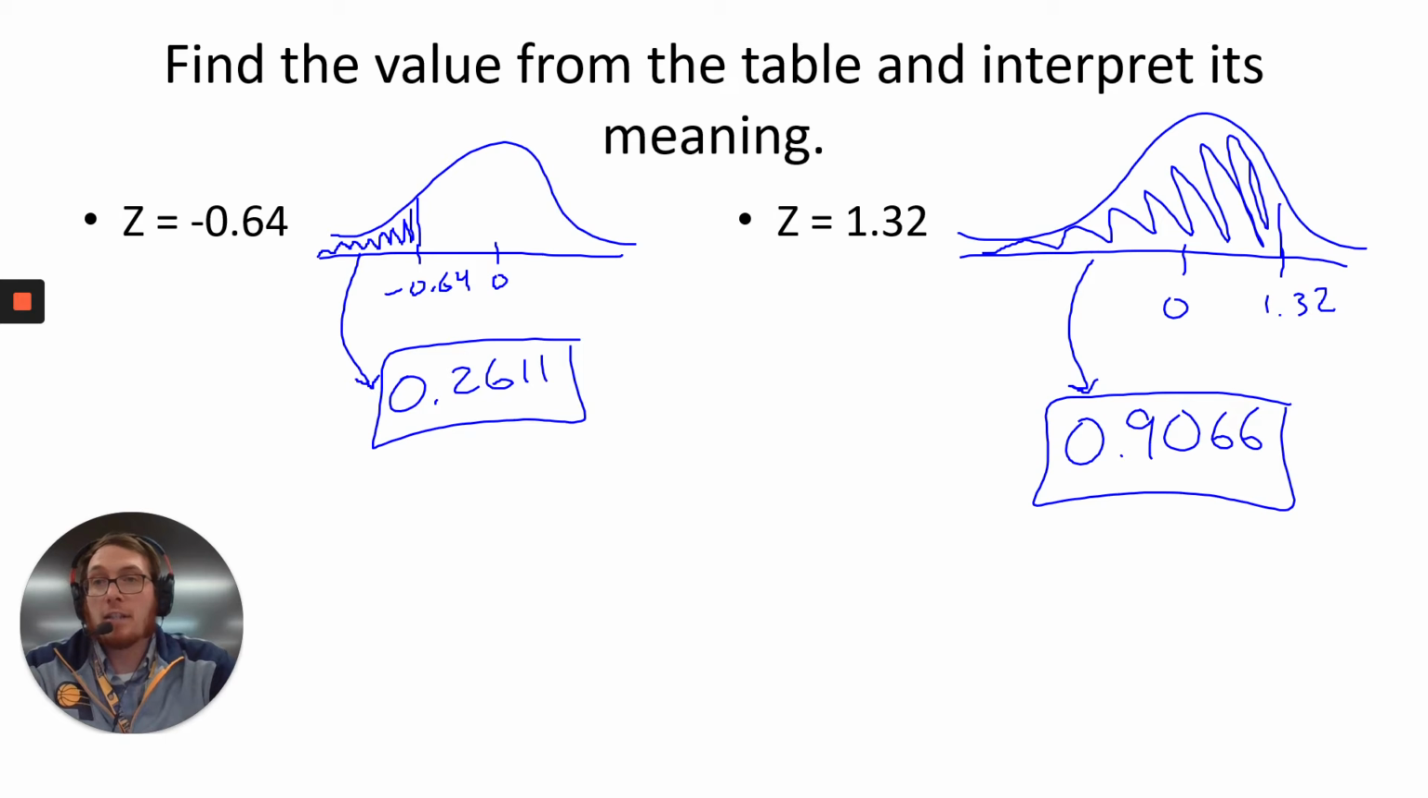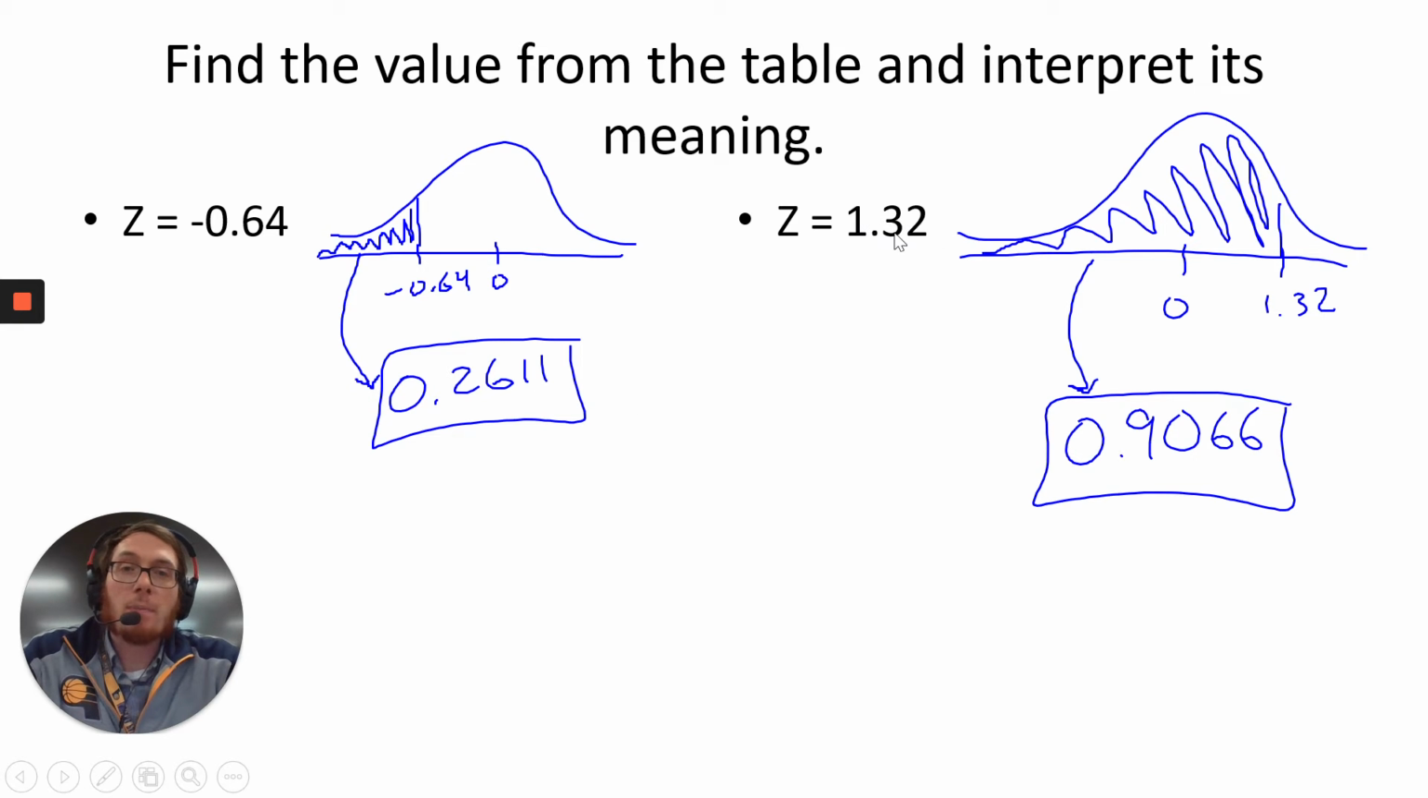If I look for this number in the table, negative 0.64, I'm going to go to negative 0.6 on the columns and 0.4 and match them up, and I should get to 0.2611. What that represents is if I draw a vertical line at the negative 0.64 and then fill in all the area to the left, the area underneath that curve is this, which is a 26.11% chance.